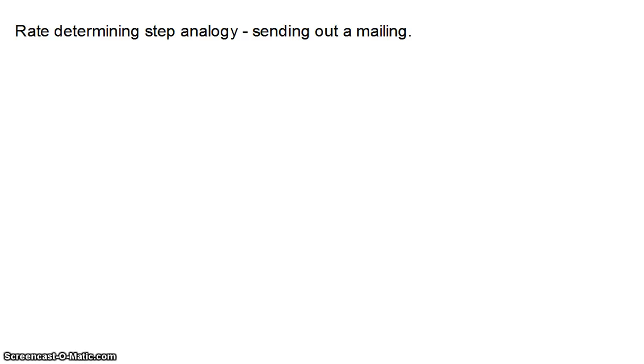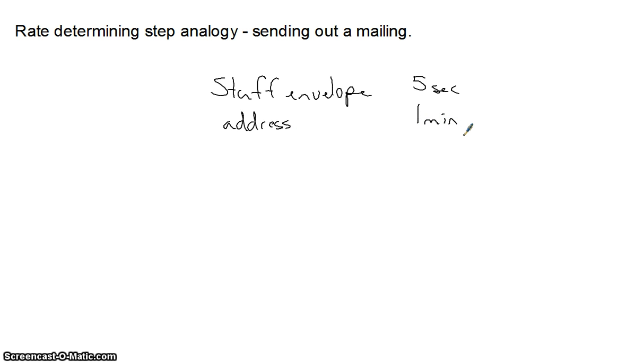And so if we look at, for example, sending out a mailing. If I want to send out a mailing, I have to stuff the envelope. And let's say stuffing an envelope takes me 5 seconds per piece of paper. I have to address it. And if I'm going to address it by hand, let's say that takes me 1 minute. All right? Then I have to put the stamp on it, and that takes 1 second. And then if I have to seal it, let's say that also takes 1 second.